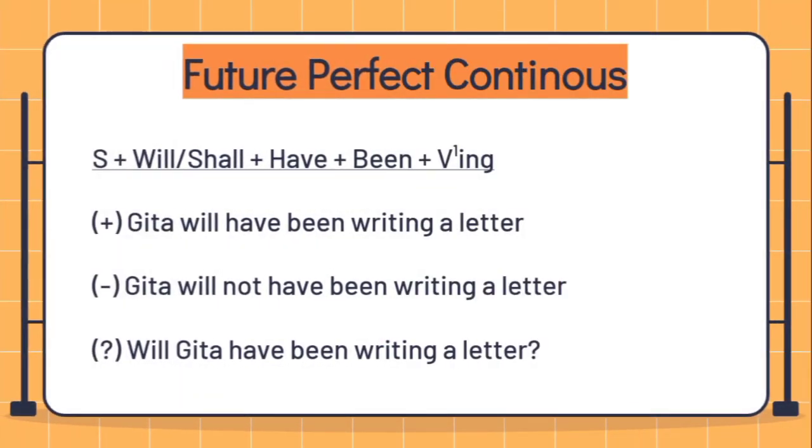Future perfect continuous. Gita will have been writing a letter. Gita will not have been writing a letter. Will Gita have been writing a letter?